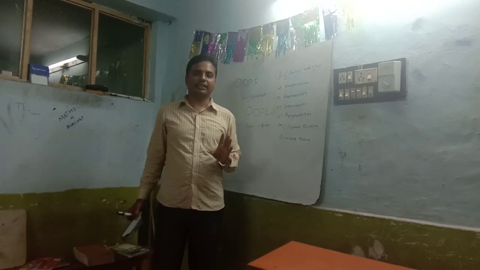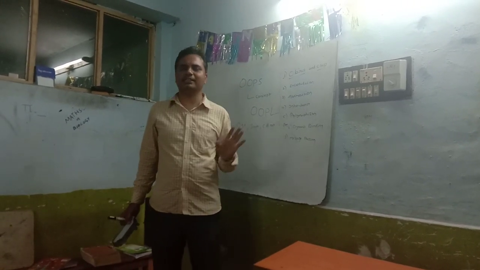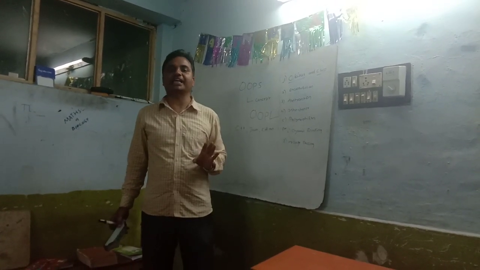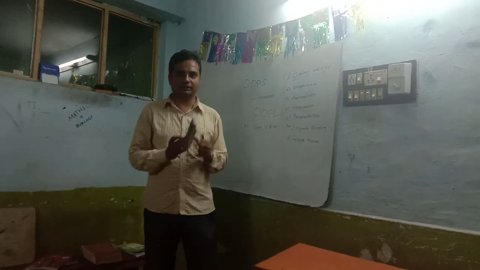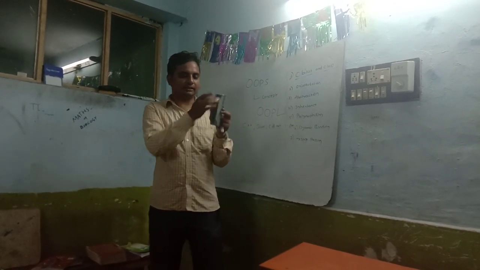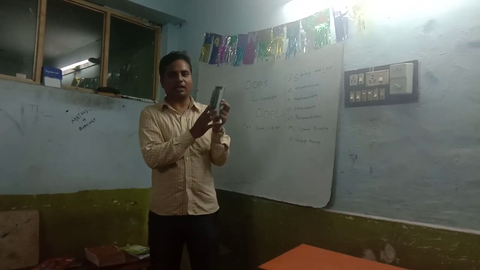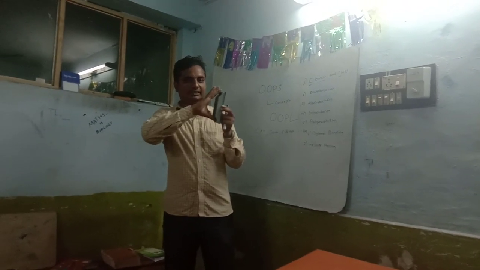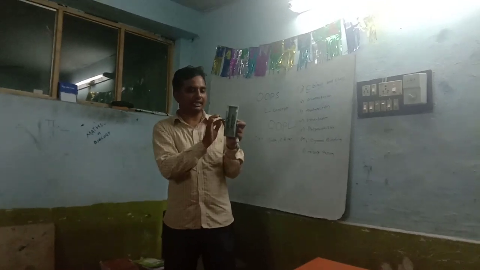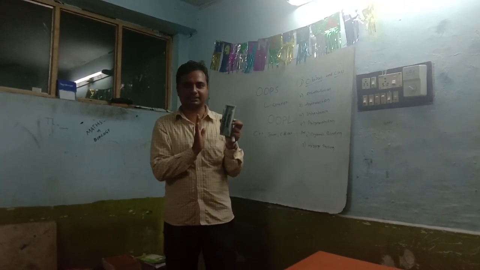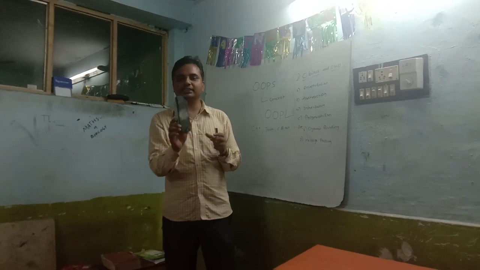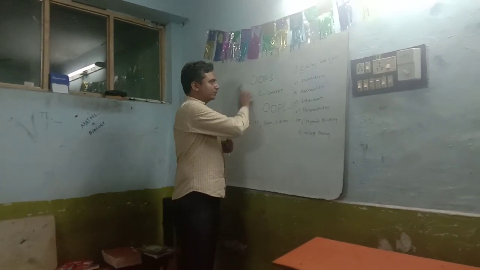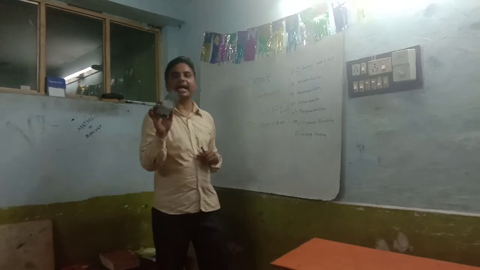And one more thing, in this world, every object contains properties and every object performs actions. For example, listen here. This is a duster. This duster is an object. It contains some properties like height, width, color, all of which come under properties. And by using this duster, we can perform an action. For example, we rub the board. This is nothing but an action.